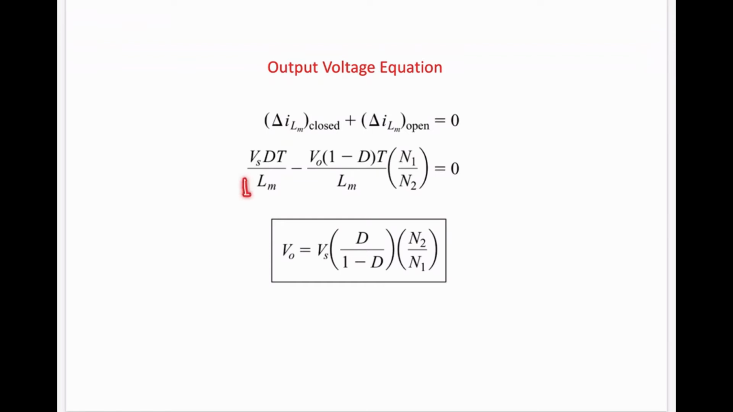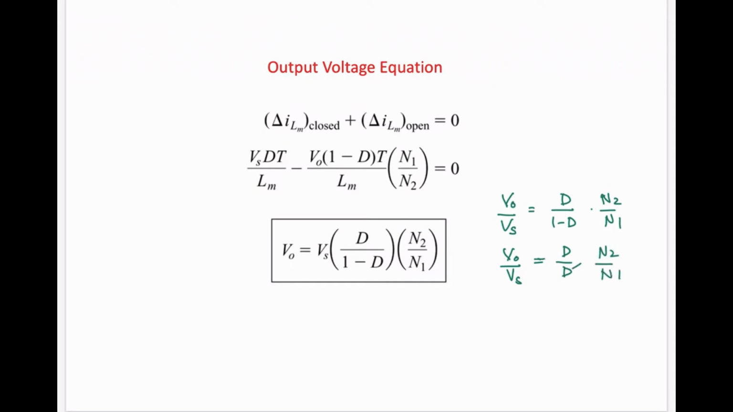So we have evaluated their expression. This is for the closed switch state and this is for the open switch state. If I put these expressions over here and simplify, then I can find out the output voltage equation for this flyback converter. Right? So this is the transfer function. V naught, output voltage, divided by input voltage, that is equal to D over 1 minus D into N2 by N1, and I can also write it like that, V naught by Vs, that is equal to D over D prime into N2 by N1.